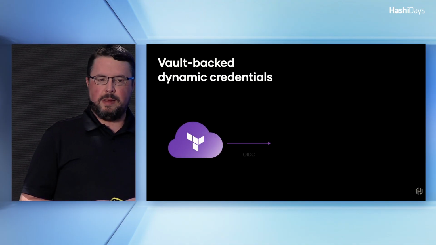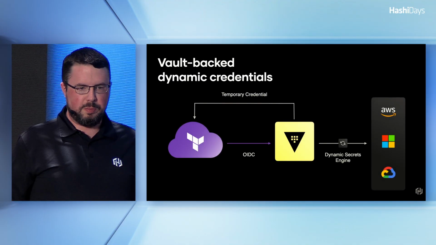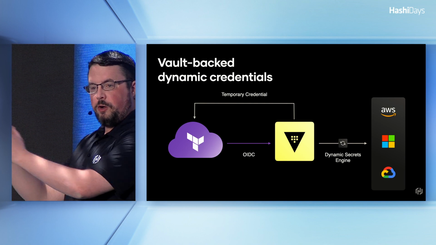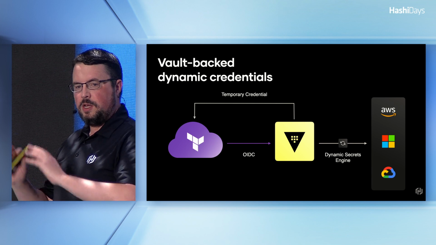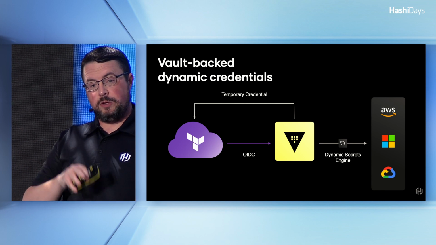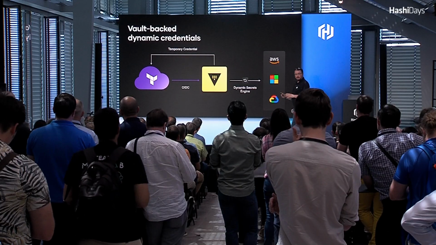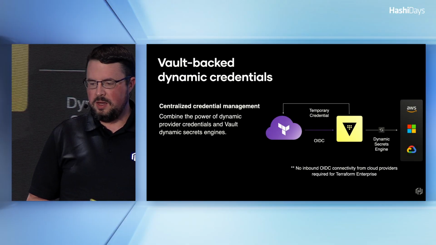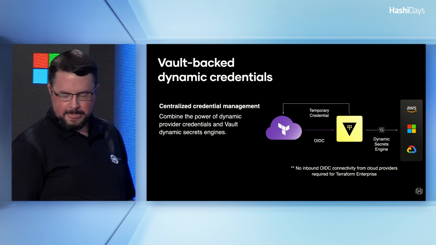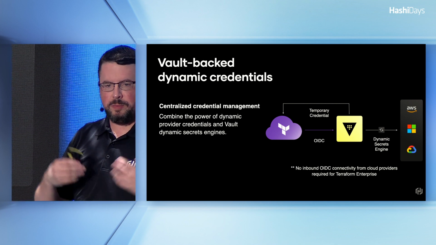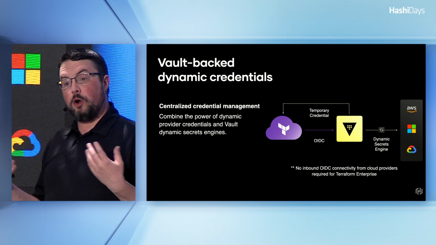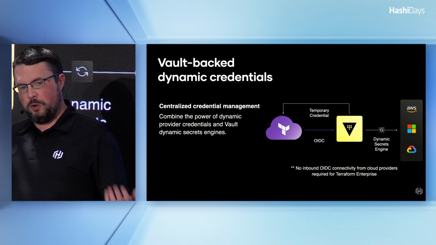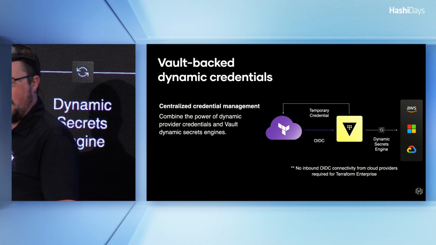With Vault-backed dynamic credentials, we took that and expanded the scope so that now Vault can be using its dynamic secrets engines to interact with the cloud providers through their APIs. The only OIDC configuration you have to do is between Terraform and Vault at this point. And then Vault is using the provider APIs to interact with those cloud environments. And this just really brings all of your credential management under the scope of Vault, right? If you're already using it, especially for other secrets within your configurations, now you're also able to use it for those dynamic credentials.